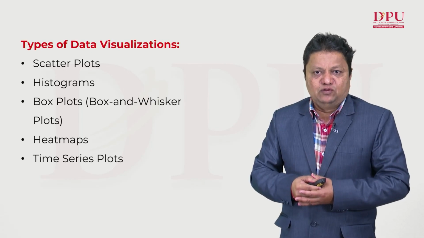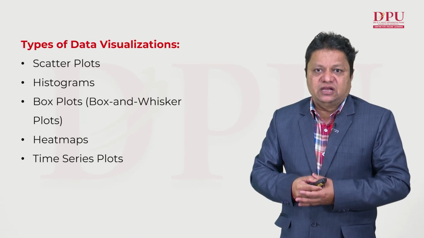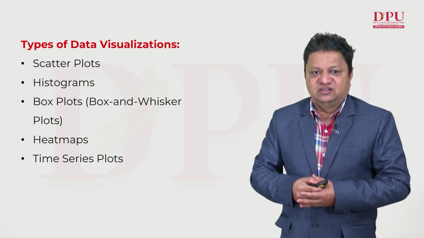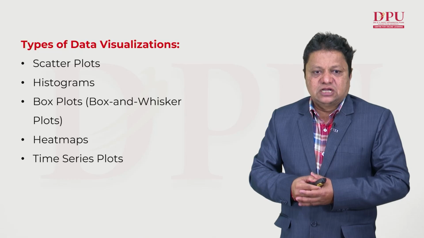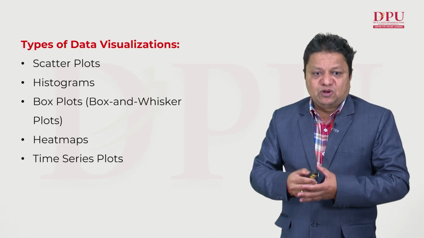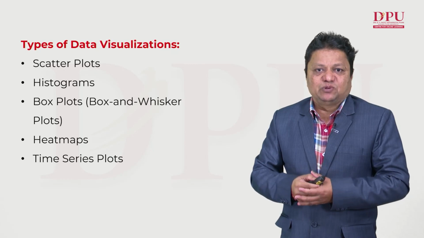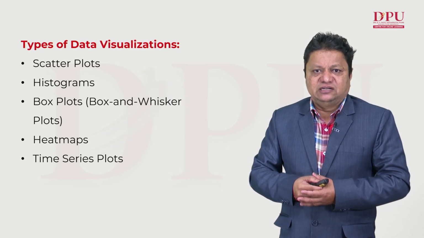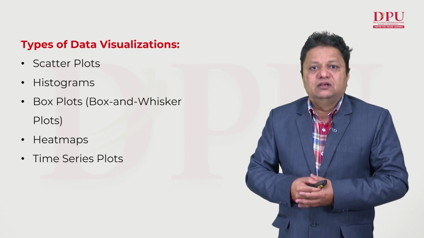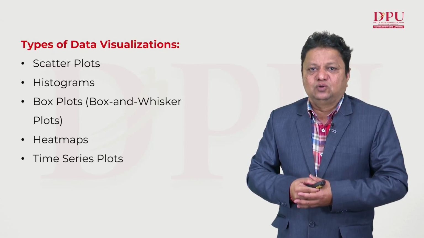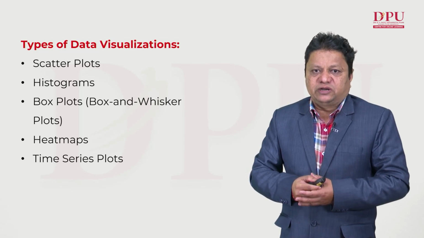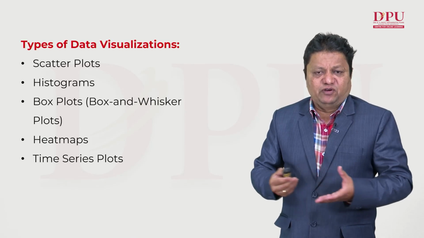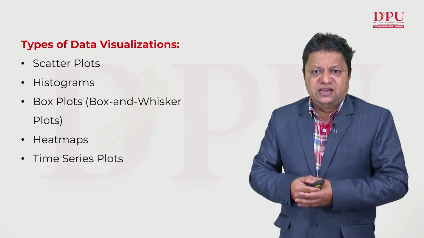Now let us understand the types of data visualization tools. What are the tools that I can use for making my data visually available, or for data visualization? There are different plots available, for example scatter plots, histograms, box plots, heat maps, and time series plots as well. Depending on the application and the data that you are dealing with, you need to use a proper visualization tool. If your data is in time series, then you can use time series plots.